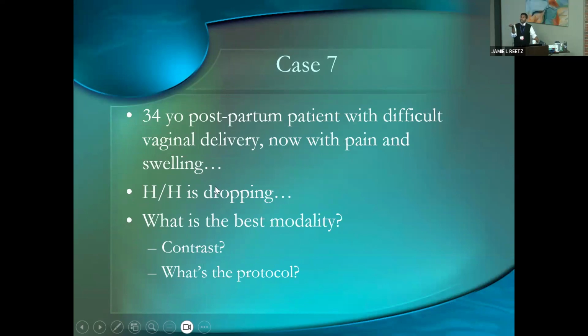Now we're going to switch gears here. Those are all pregnancy patients, so I wasn't giving gadolinium. Now we're talking postpartum patients. A 34-year-old postpartum patient with difficult vaginal delivery, pain, swelling, H&H dropping. What's the best modality? She's not pregnant, so CT is quite okay in this situation. What kind of contrast agent? Obviously, IV contrast at the very least.